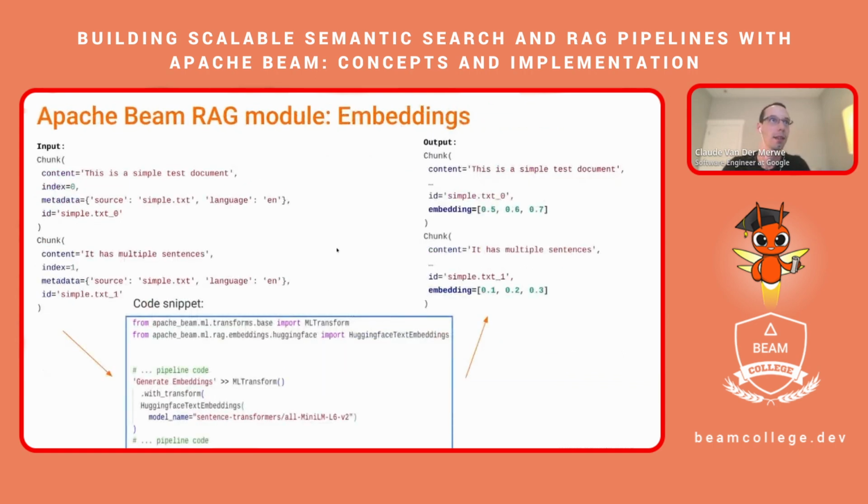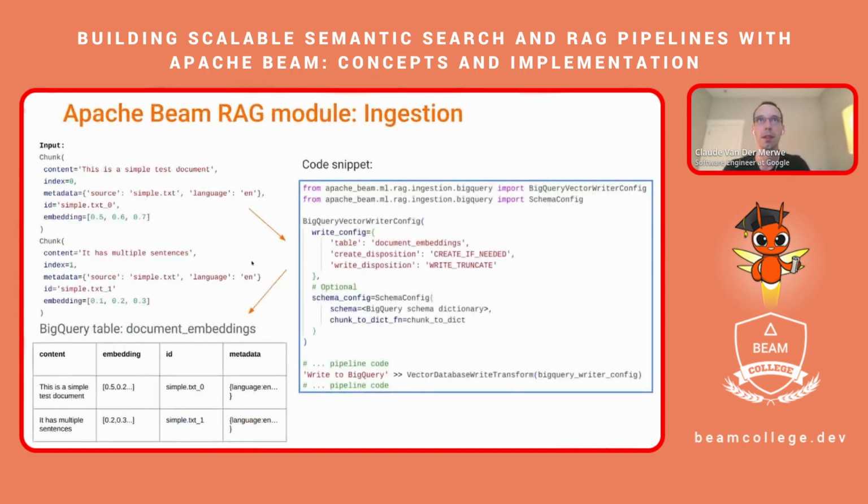All right, next, we move on to the embeddings piece of the RAG module. Here, we take the chunks we left off with in the previous section, and now we want to add an embedding piece to it. So we import, in this example, the open source Hugging Face text embeddings handler. Again, we just change this to the ML transform. We specify the model name, and our output is our original chunks with the embedded content vector populated.